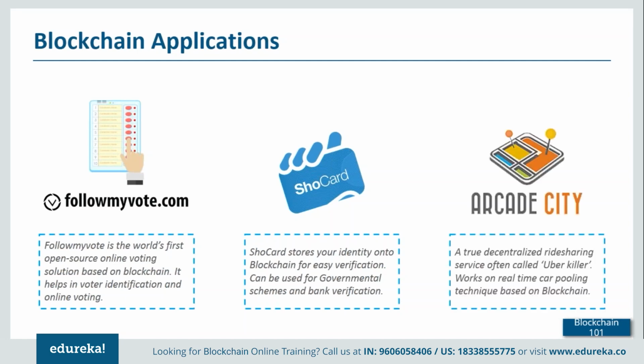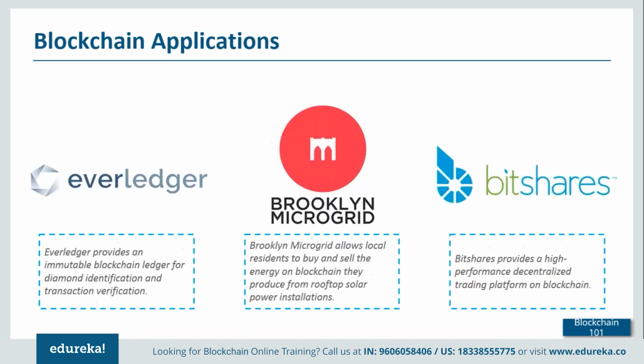Then you have Arcade City. Now Arcade City is one of the most upcoming technologies in the blockchain system in the field of transportation. Now this is also believed to be an Uber killer because it helps users to maintain their anonymity as well as perform carpooling. Then you have Everledger, which provides you an immutable blockchain ledger, and this is mainly used for diamond transactions and validation.